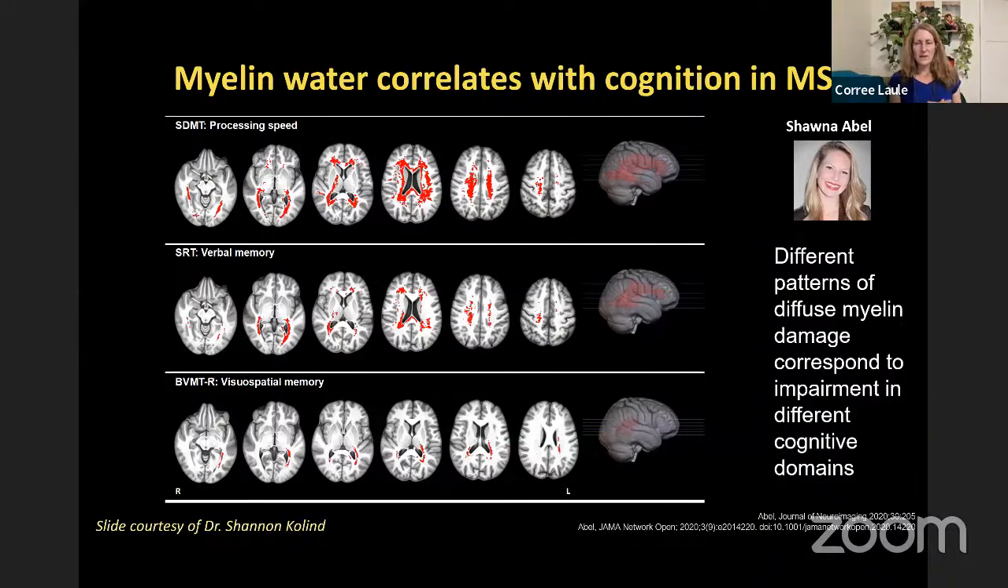I also wanted to highlight, this isn't work done by my student, this is work by a student of Dr. Shannon Kolind, Shauna. She compared myelin water fraction with cognition in MS. And what she found is that different patterns of diffuse myelin damage correlated with different impairment in different cognitive domains, things like processing speed, verbal memory, and also visual-spatial memory.